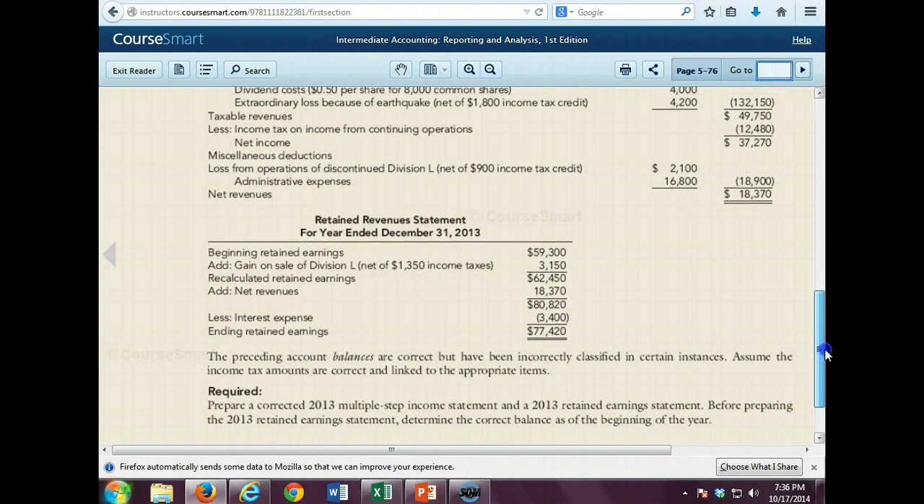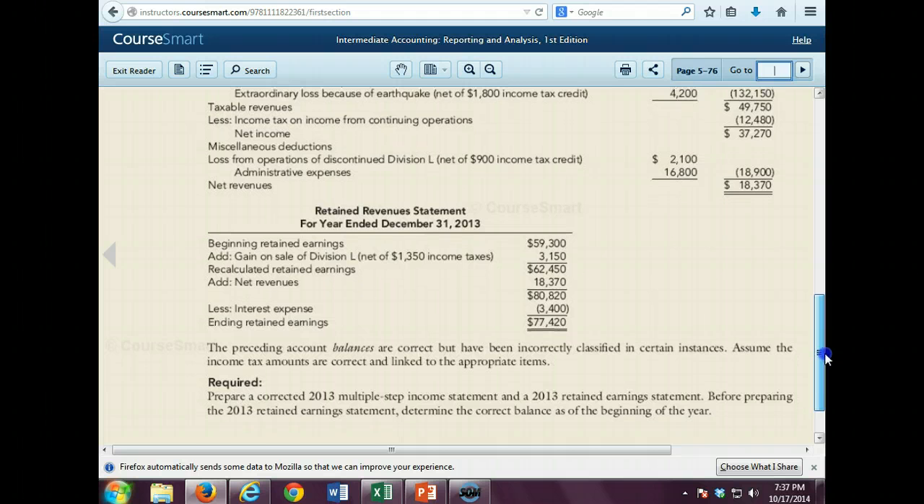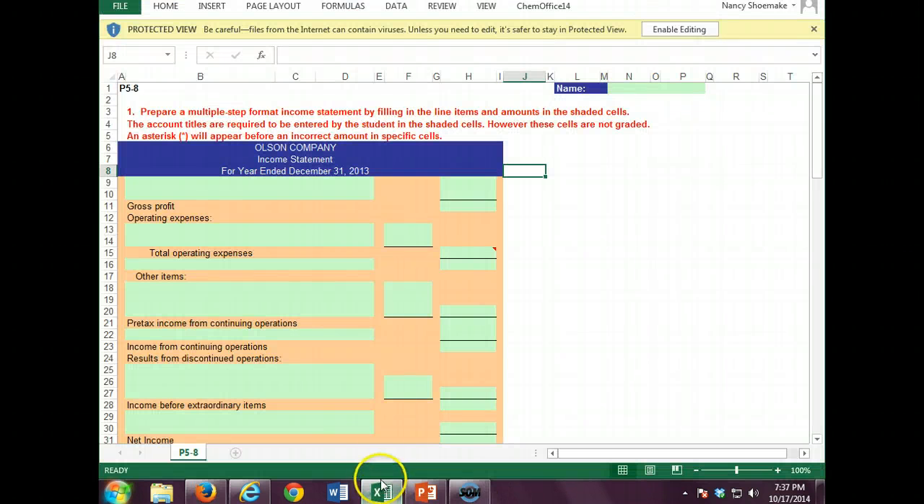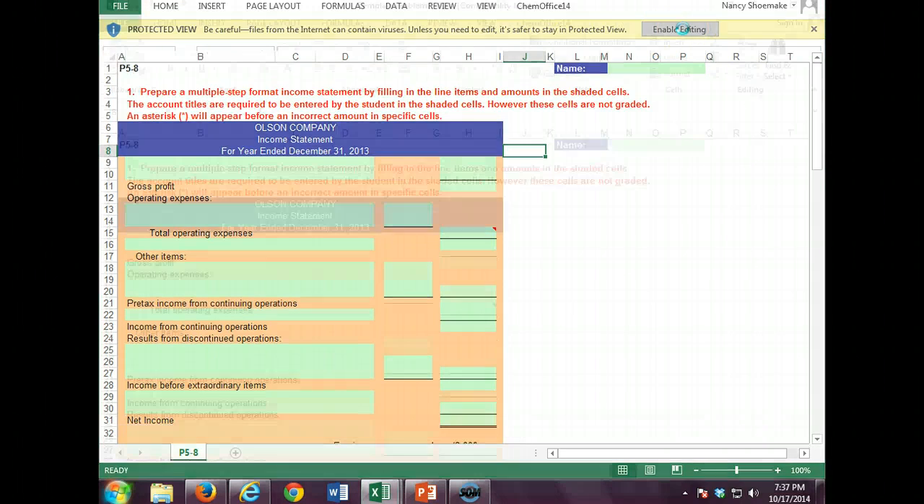Our job, if you care to take it, is to prepare a corrected 2013 multiple step income statement and a 2013 retained earnings statement. Before preparing the 2013 retained earnings statement, determine the correct balance as of the beginning of the year. Okay? So we got our work cut out for us. What do you think? So those of you who have your computer, you can pull up the template for problem 5.8. Okay?